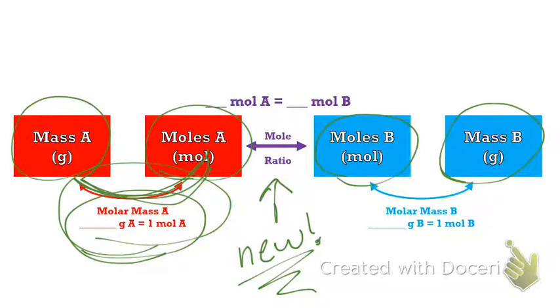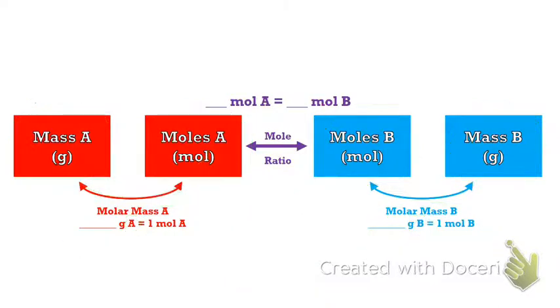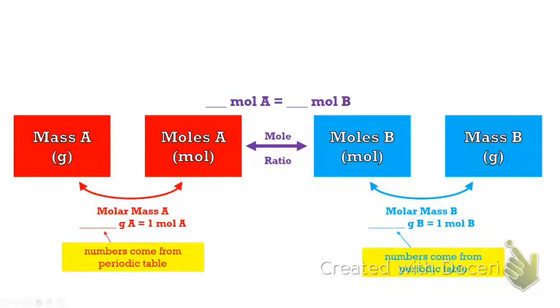I just have to make sure, because I'm going to be dealing with 2 substances, sometimes I'm going to need the molar mass for my first substance, sometimes I'm going to need the molar mass for my second substance, and in some problems I'm going to need both. But regardless, those molar mass numbers just come from the periodic table. So we just add those up like we practiced at the top of the page, turn them into an equation when we need to use them.